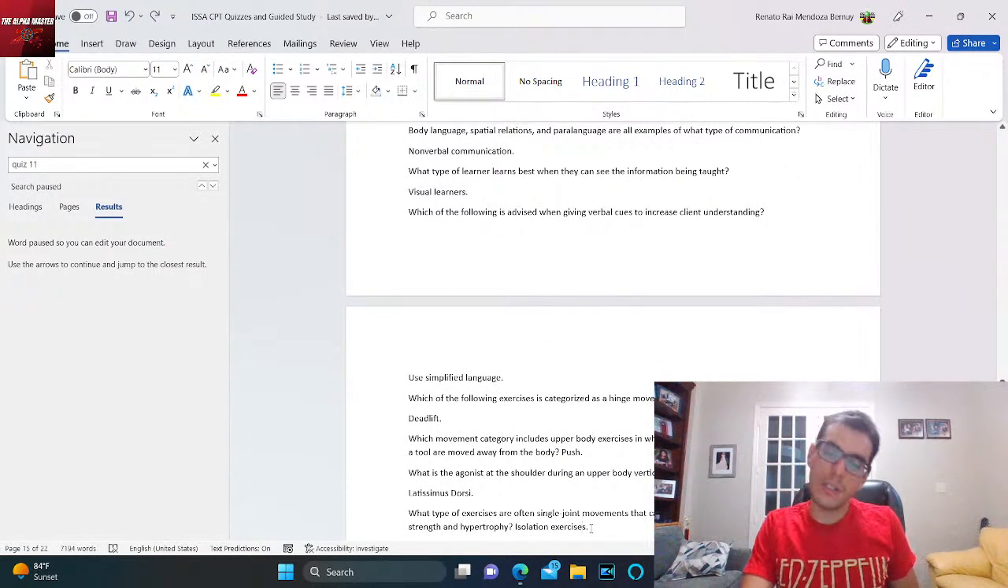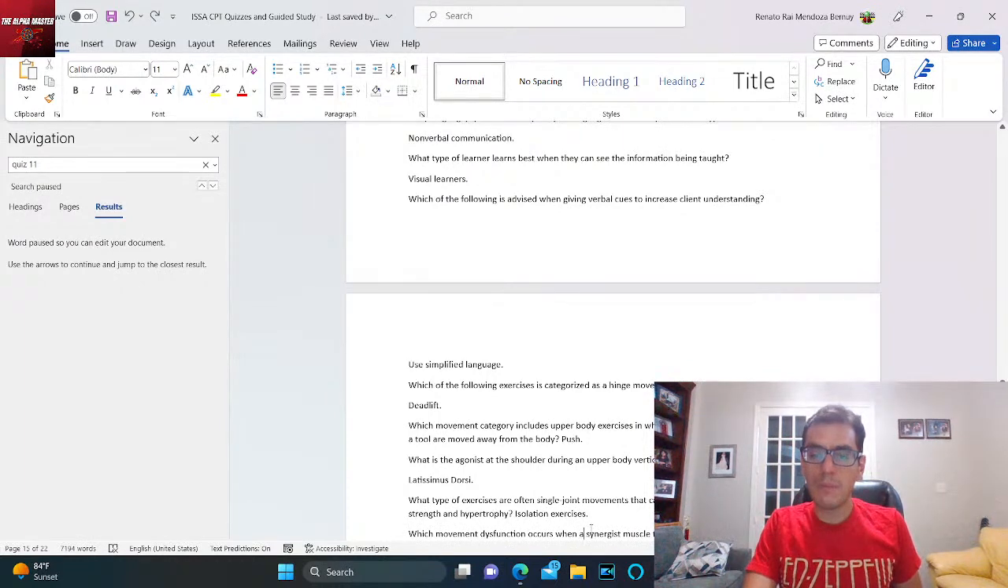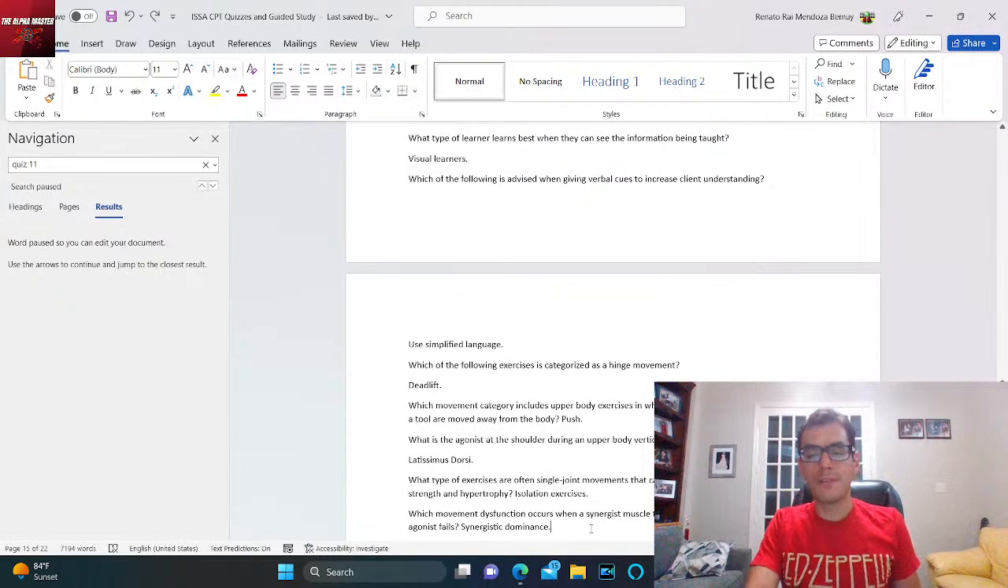Like strength and hypertrophy, it's going to be isolation exercises. What movement dysfunction occurs when a synergist muscle takes over a movement pattern? When an agonist fails, it's going to be synergist dominance.